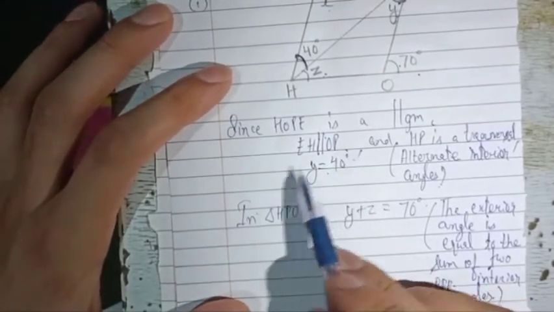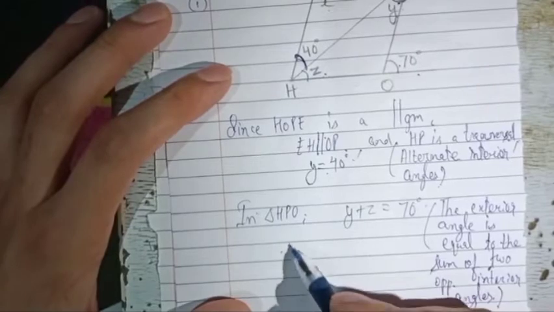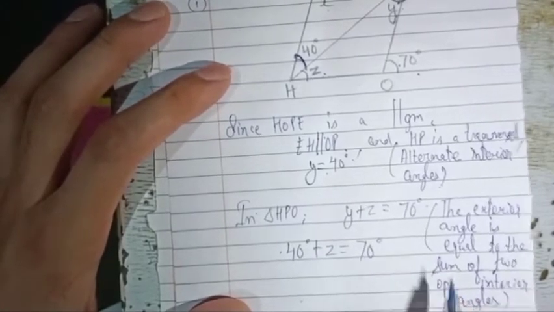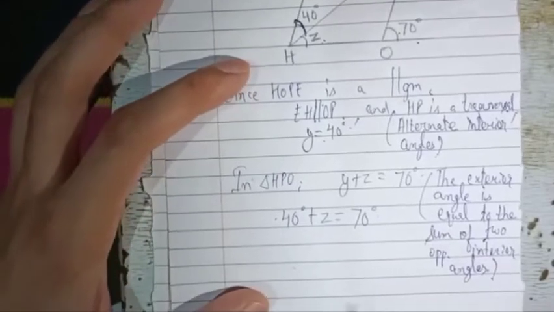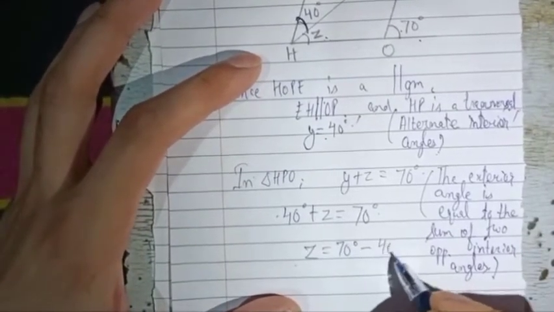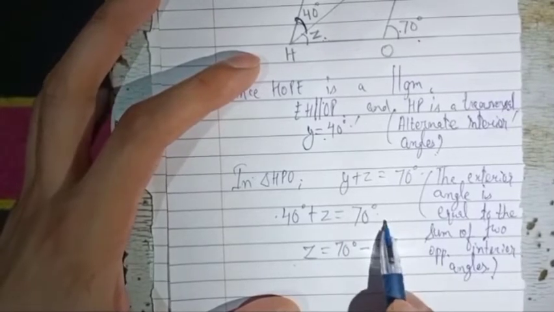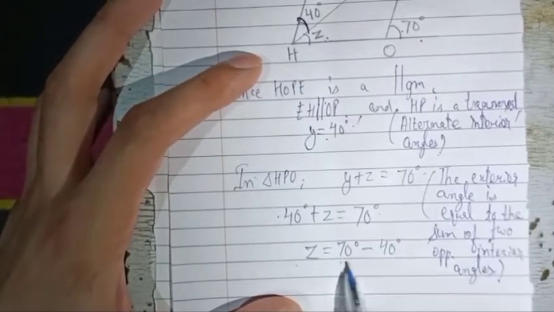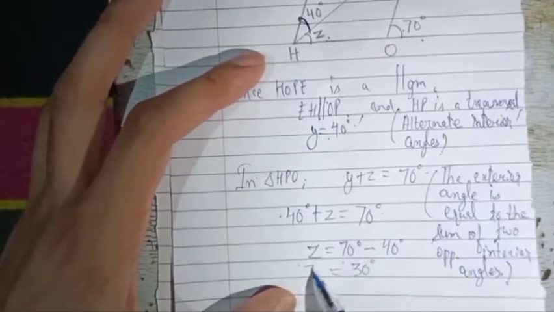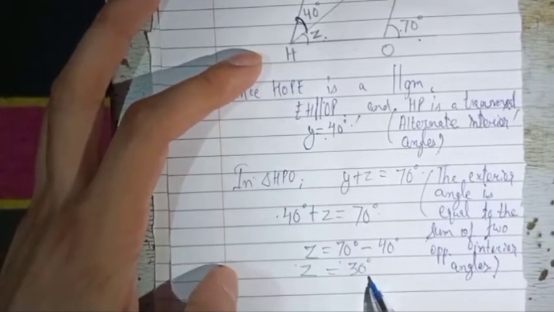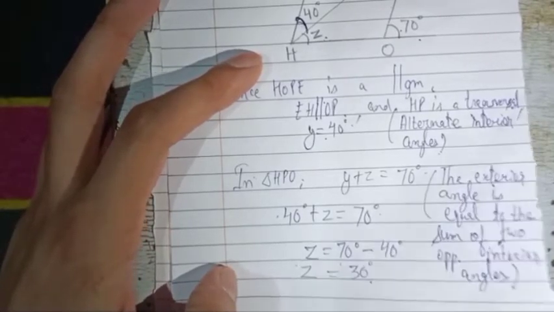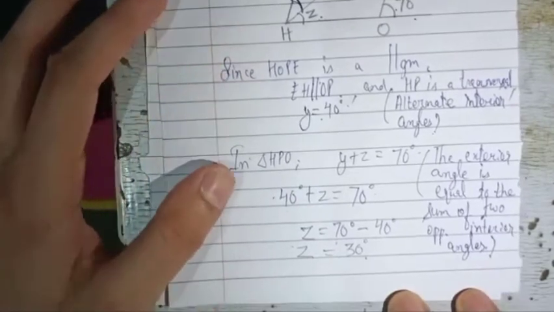Value of Y we have calculated already, that is 40 degree. So 40 degree plus Z will be equal to 70 degree. Therefore Z will be equal to 70 degree minus 40 degree. 40 degree will move towards the right hand side. So 70 minus 40 is 30 degree. So the value of Z is 30 degree. So by using the exterior angle property, we have found the value of Z as 30 degree.